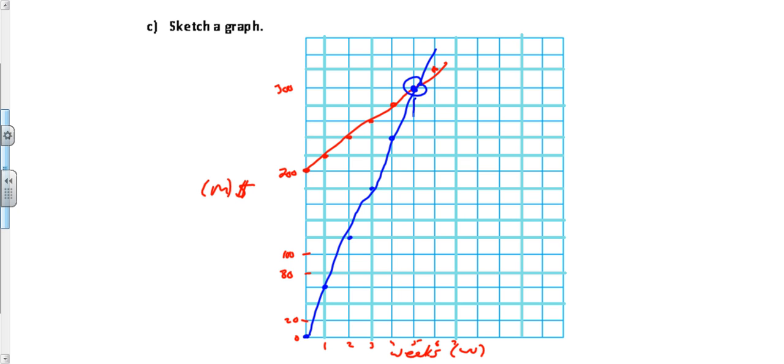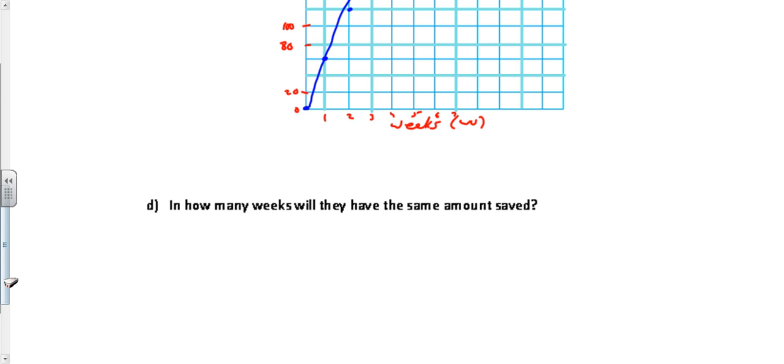And how long does it take them? Sorry about that line, that was nasty. 5 weeks. 5 weeks for them to have the same amount of money in the bank. This is a nasty line, I'm going to get rid of it. Alright, I believe that answered the last question. Alright, this ends lesson 2-1.